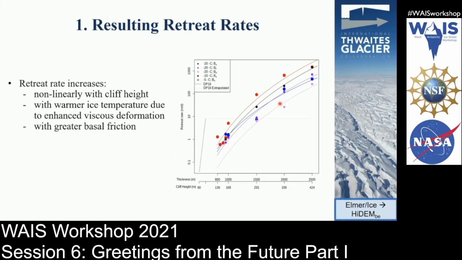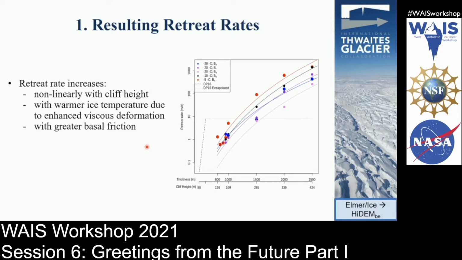So if we're looking from the blue to the black to the red lines here, that's due to the impact of temperature on the rate of viscous deformation, with warmer temperatures increasing that deformation rate, which allows these glaciers to more quickly reach that critical angle of forward lean at which tensile failure occurs.